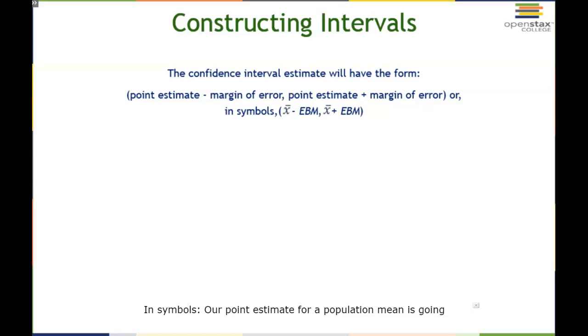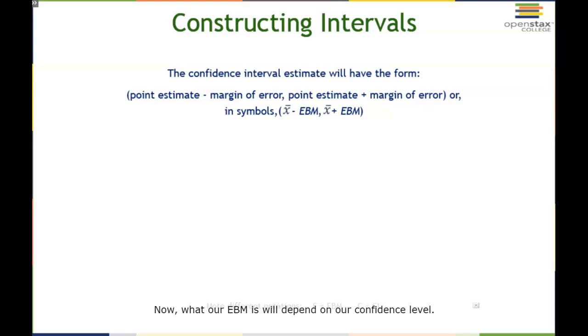In symbols, our point estimate for a population mean is going to be our sample mean, x bar. So x bar minus EBM, which stands for error bound for a population mean, so just EBM. I've also seen this used as just an E. I'm going to stick with EBM because that's what our book does, although I prefer just an E. It's less clunky. So our x bar minus our EBM, comma, x bar plus our EBM.